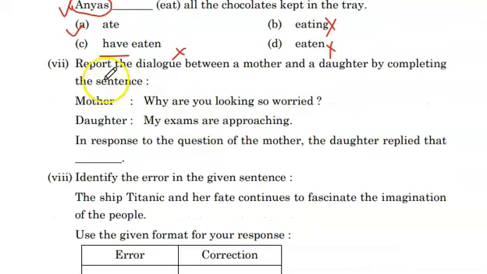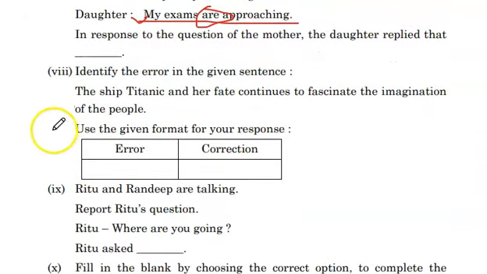Question number 7. Report the dialogue between a mother and a daughter by completing the sentence. Mother: why are you looking so worried? Daughter: my exams are approaching. In response to the question of the mother, the daughter replied that her exams were approaching. Here are will change to were, nothing else will change. This is in the present continuous tense, so present continuous tense changes into past continuous tense.